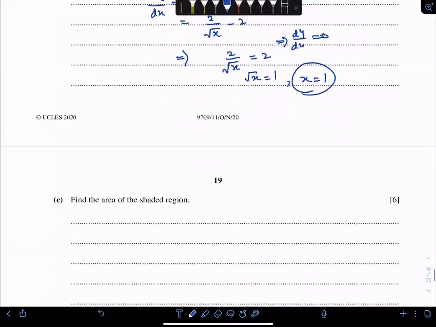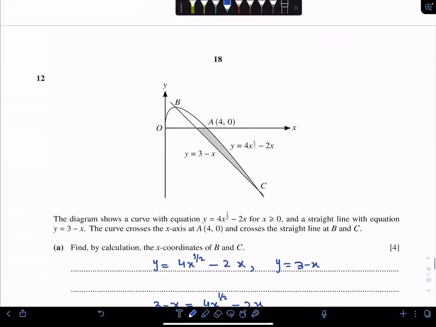Find the area of the shaded region. How will we find the area of the shaded region? Look, area of shaded region: first integrate because this is below the x-axis. So if we find the area of this triangle.